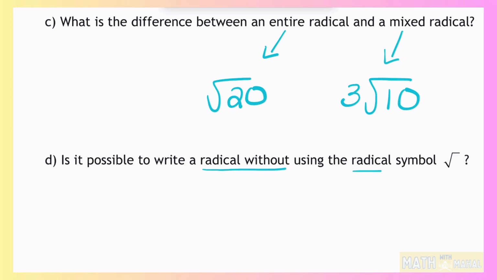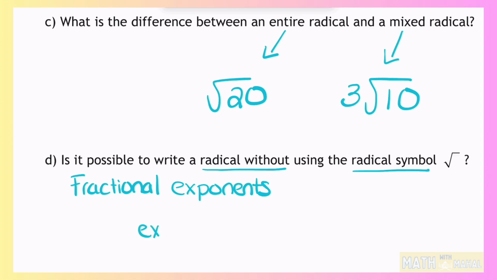All right, for our next question, is it possible to write a radical without the radical symbol? Yeah, it is. And basically the way that's going to be is going to be using fractional exponents. And we'll get to that in a minute, but as an example, we could say something like this. That is still a radical without the radical symbol, but the exponent is a fraction.